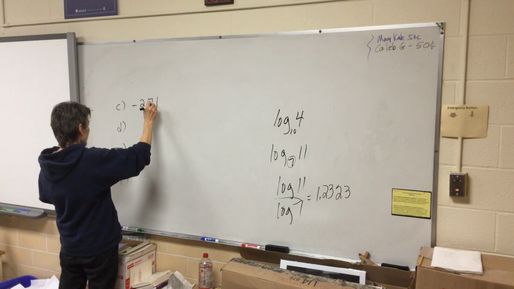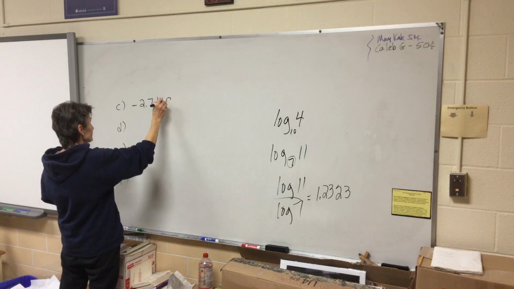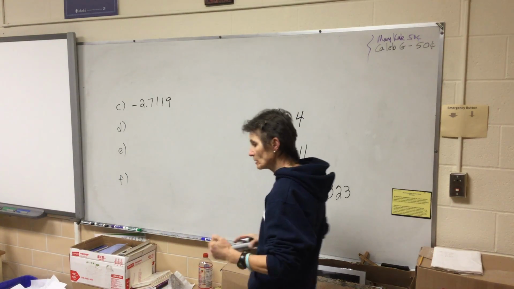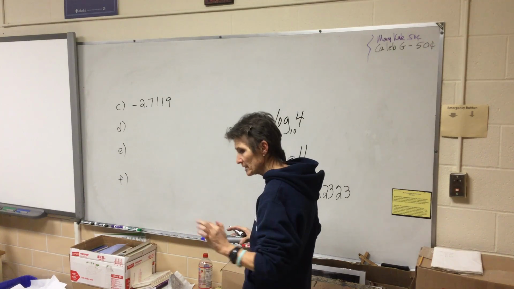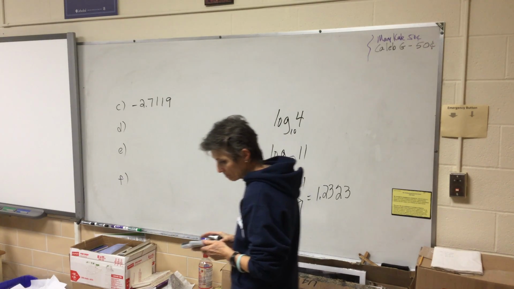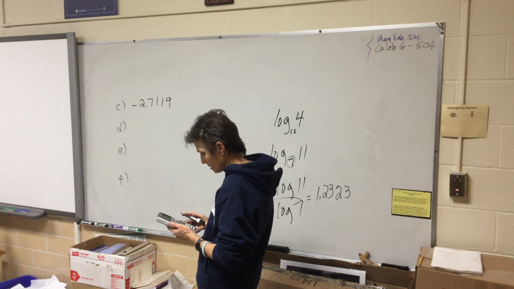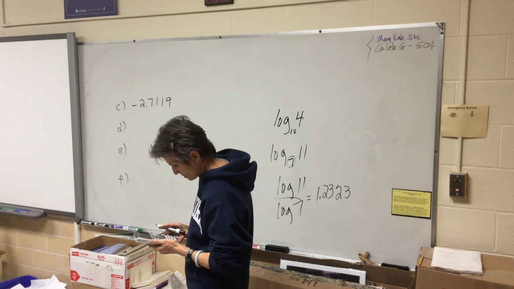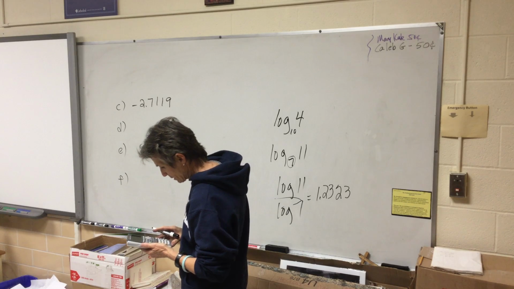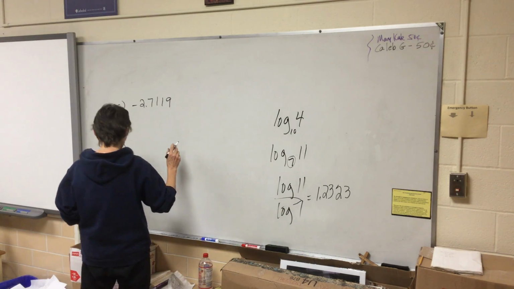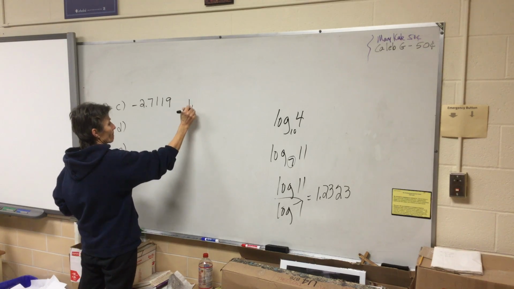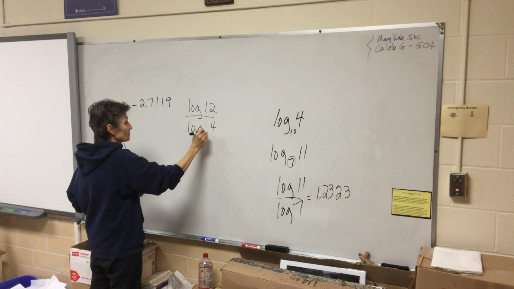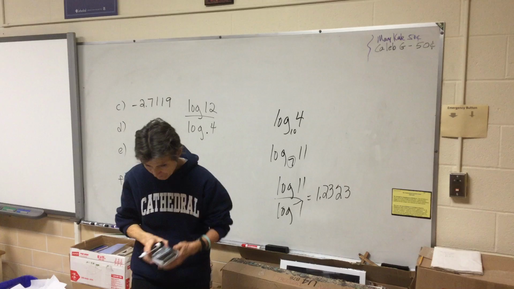I don't know about you, I got a negative for C, and that is fine. I don't want you to worry. When the calculator gives you a negative answer, that's perfectly okay. I got a positive for C. Oh, well, let me make sure I typed it in right. Okay, well, what did we type in for C? Log 12 divided by log 4. Oh, it's 0.4. It's 0.4.